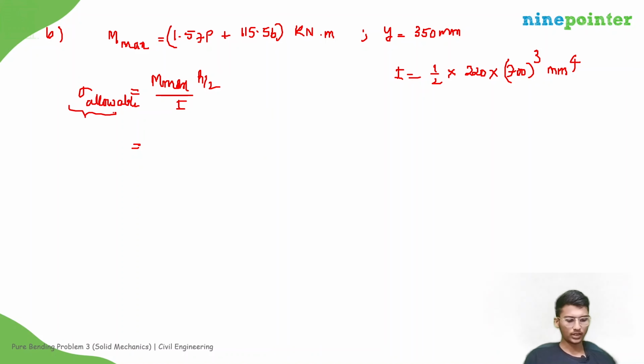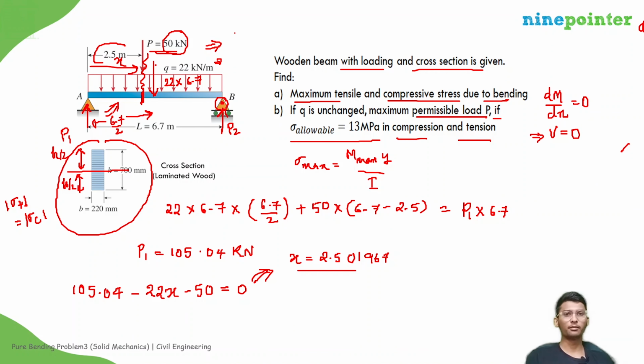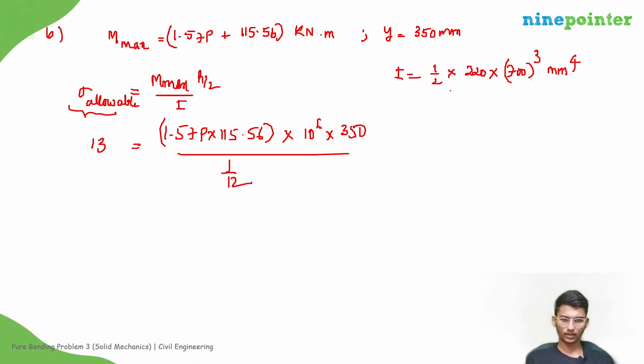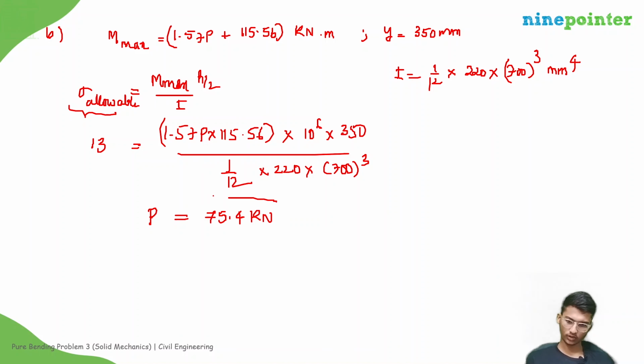So sigma allowable is 13 megapascals. So 13 equals 1.57 P into 115.56 into 10 power 6 into H by 2, that is 350, divided by 1 by 12 into 220 into 700 whole cube. So if we calculate this, we get the value of P as 75.4 kilonewtons. Okay, this is the P permissible value.